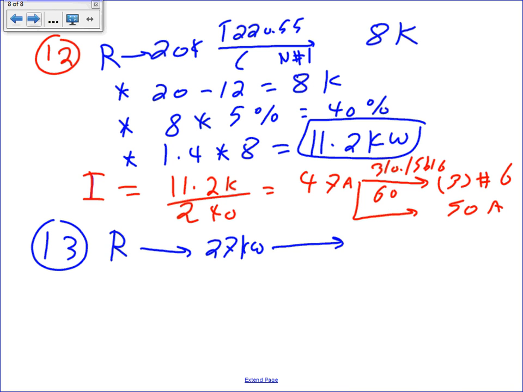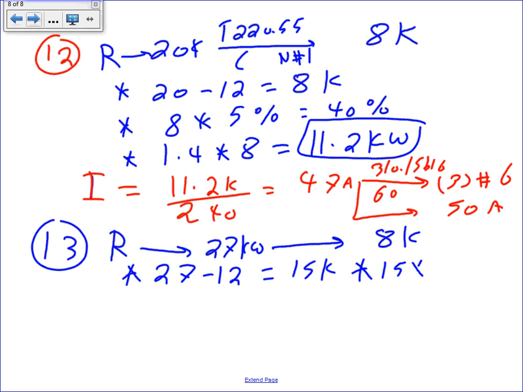Take this to the table. The same thing, it's 8K from the get-go. And then you're going to take the 27, subtract 12 from it. That will give you 15, no? 15K. That's from here. Then, if you do the 15 multiplied by 5%, what do you get?